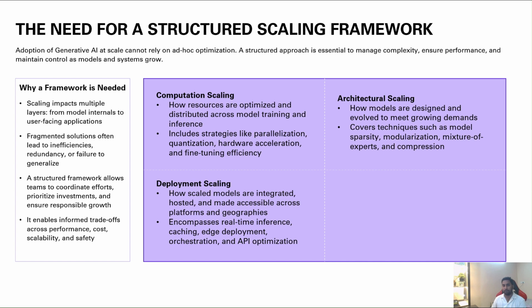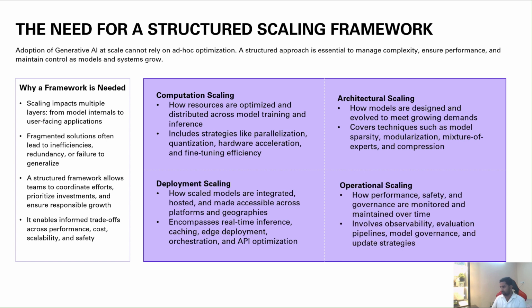This addresses how models are served and integrated. This covers real-time inference, deployment, orchestration, caching, and API design for scalable applications. Then we have operational scaling. It's about keeping things running smoothly over time. It involves monitoring, evaluation pipelines, governance, and the ability to adapt and roll back models safely. So together, these dimensions offer a holistic lens, helping us assess and manage scaling in a way that's aligned with both business goals and technical realities.